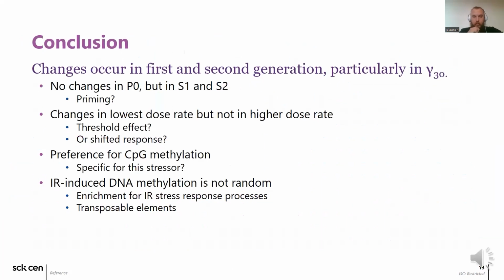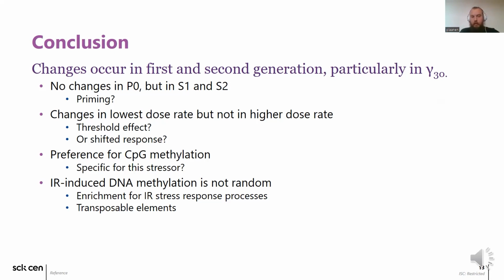So in conclusion, we saw that no real changes occurred in the parent generation, but in generation 1 and generation 2, indicating a potential stress priming. Additionally, we saw that most changes occurred in the lower dose rate and not in the higher dose rate, indicating a potential threshold effect or possibly a shifted response in time, which we might not have fully picked up.